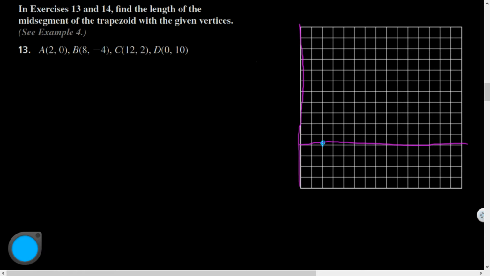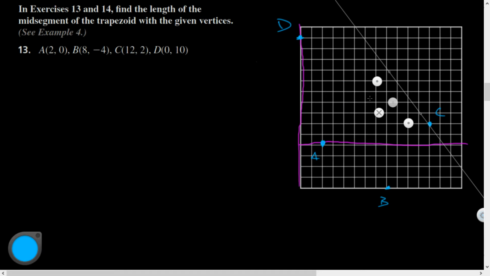A is 2, 0. B is 8, -4. C is 12, 2. I think I gave enough space for 12. Did I count that right? I should probably count it. 4, 8, 12. I did not count that right. There we go. 12, 2 is C, and D is 0, 10, my bad. 2, 4, 6, 8, 10. All right, so there's D.